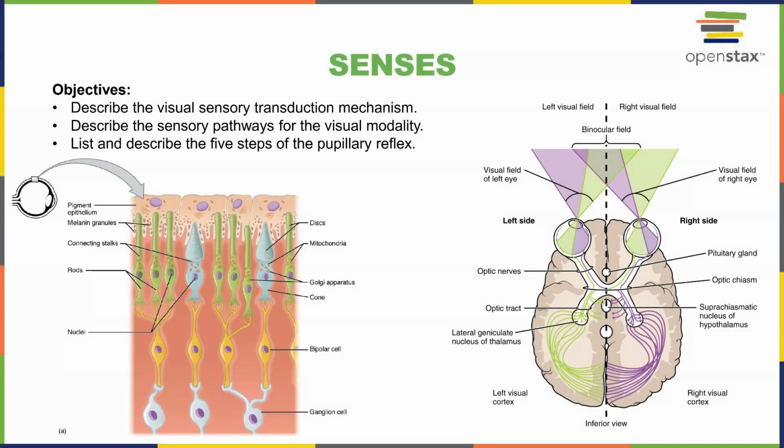To summarize, visual sensory transduction begins when light activates photoreceptors in the retina. The processed signals move from photoreceptors to bipolar cells and then to retinal ganglion cells, whose axons form the optic nerve. Visual information crosses at the optic chiasm, continues through the optic tracts, and reaches the lateral geniculate nucleus of the thalamus before projecting to the primary visual cortex in the occipital lobe.